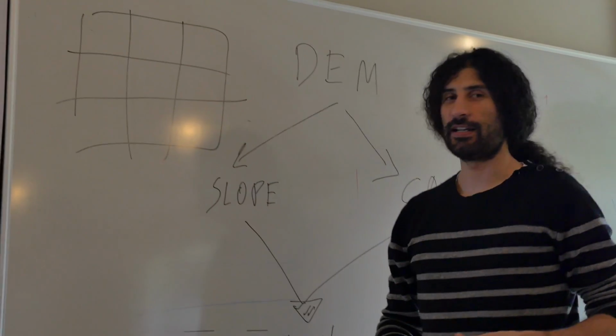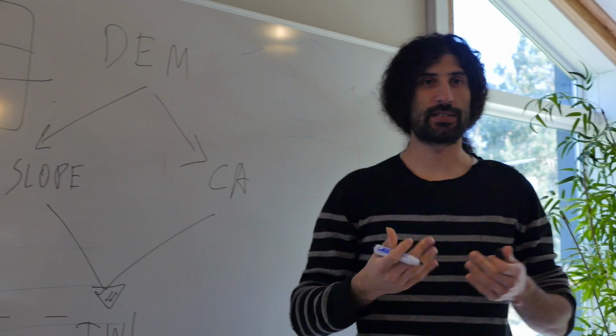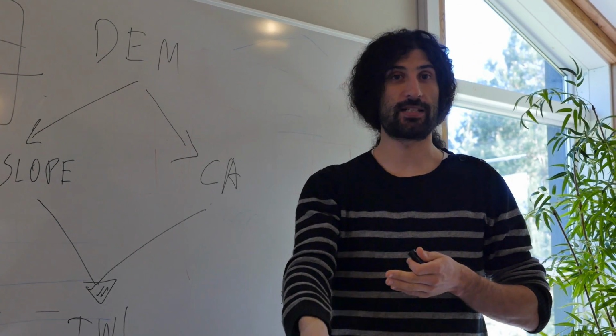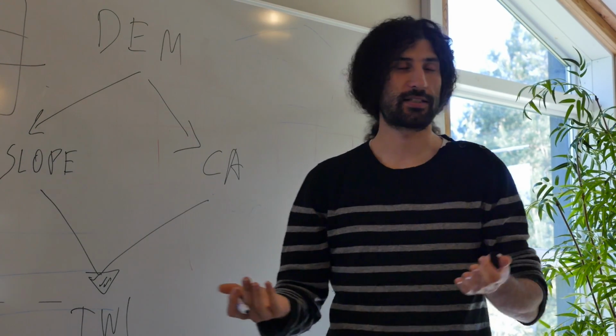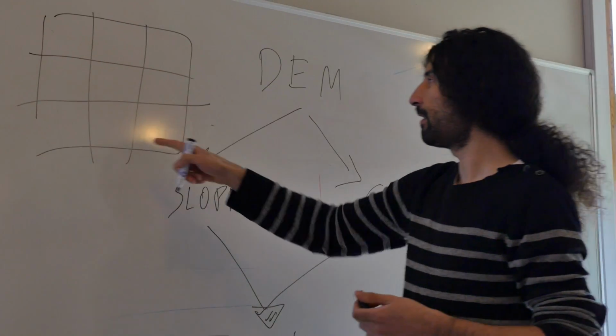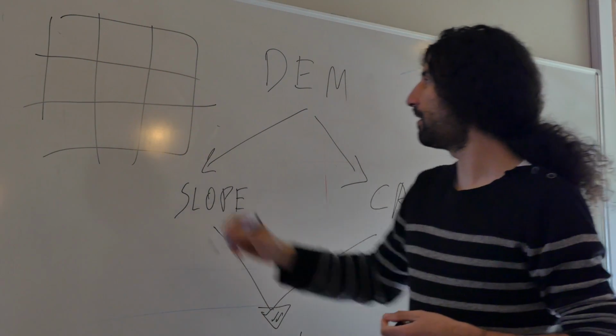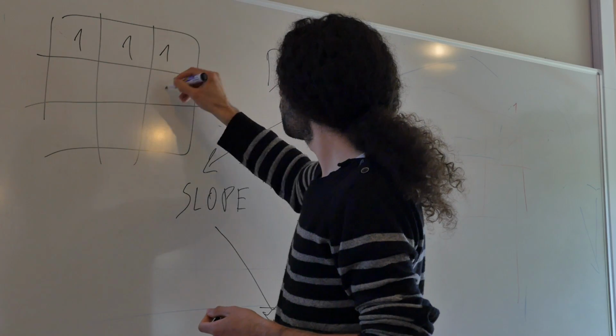Okay, when I have my pixels, what I do is water flows into the maximum slope, right? Downhill, that's clear, right? So imagine that these are the cells that I have in here, and I have this elevation, right?